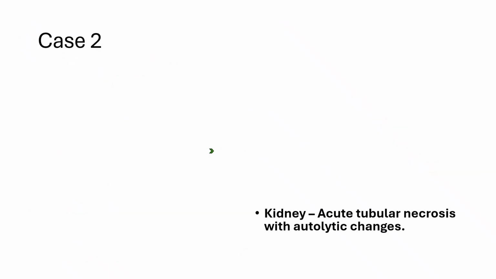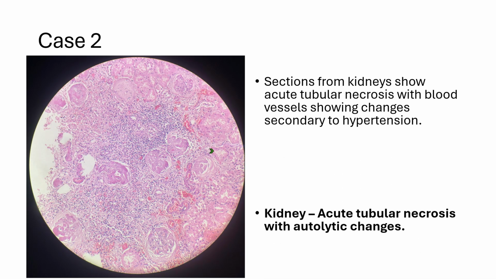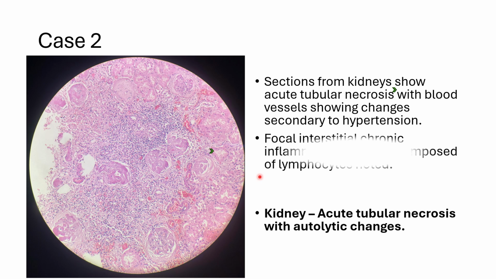So let's see case 2. It is a case of ATN with autolytic changes. So this is a slide. The sections from the kidney show acute tubular necrosis. See, here I have focused the tubule. Uniformly you can see the tubules are lacking the nuclei, the basophilic nuclei are absent here. So this is a feature of acute tubular necrosis, ATN.